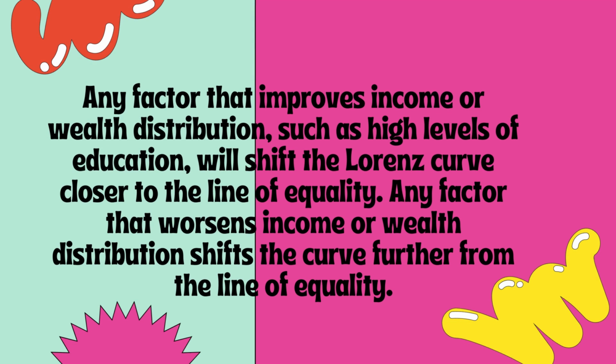Any factor that improves income or wealth distribution, such as high levels of education, will shift the Lorenz curve closer to the line of equality. Any factor that worsens income or wealth distribution shifts the curve further from the line of equality.